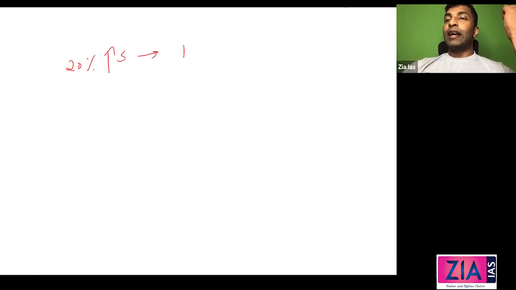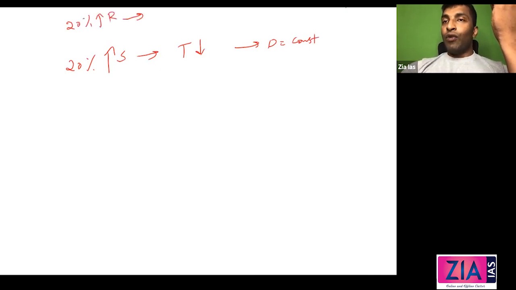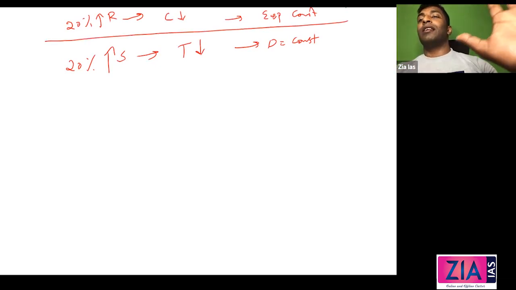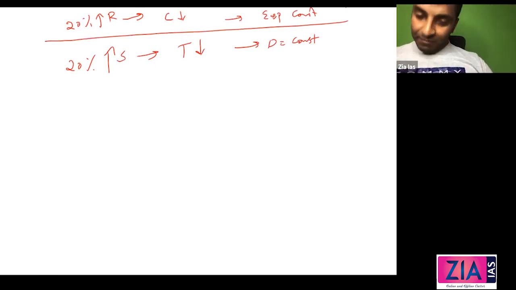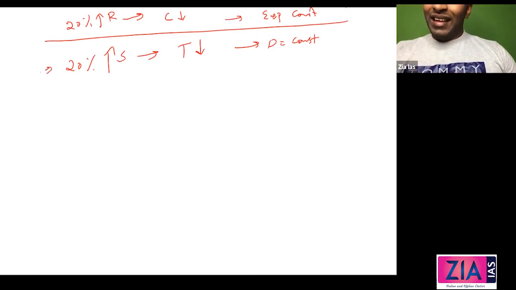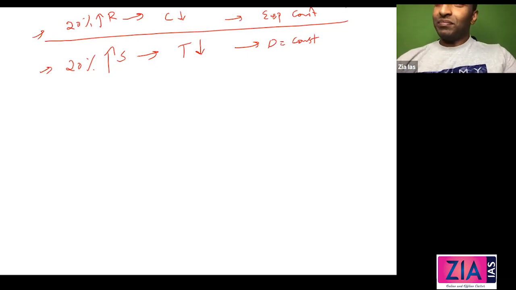Instead of rate of sugar, I can easily ask you 20% increase in speed. What should be the reduction in time such that distance is constant? This is similar to 20% increase in rate of sugar. What should be the reduction in consumption such that expenditure is constant? Guys, both are similar questions. Do you think the answer will be different in both cases? Answer is same, in both cases.